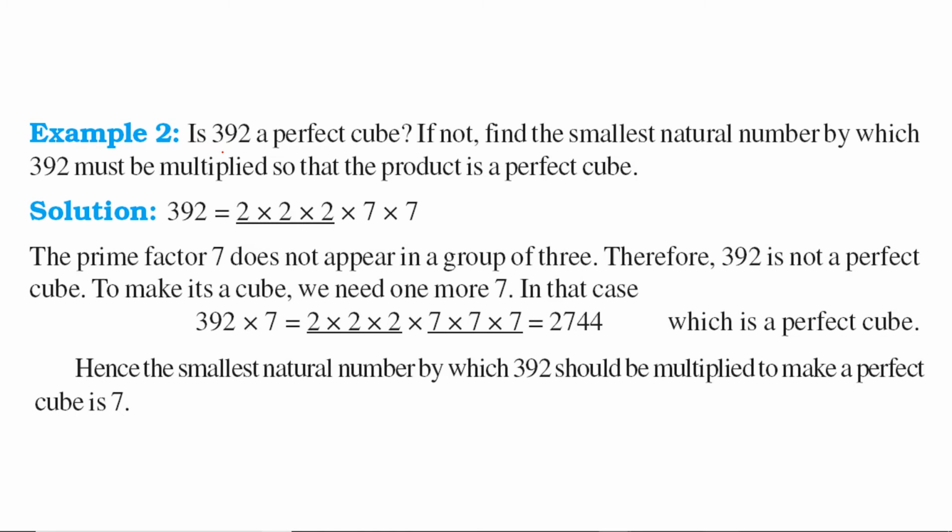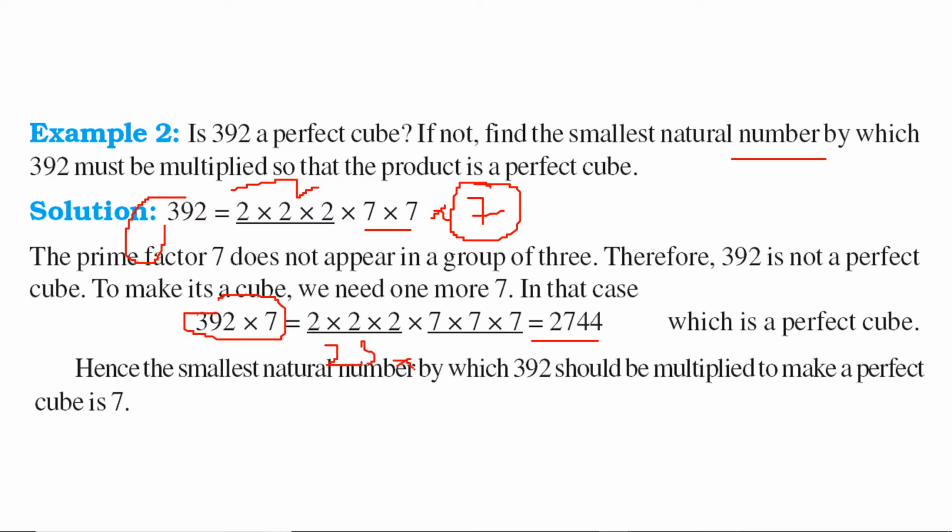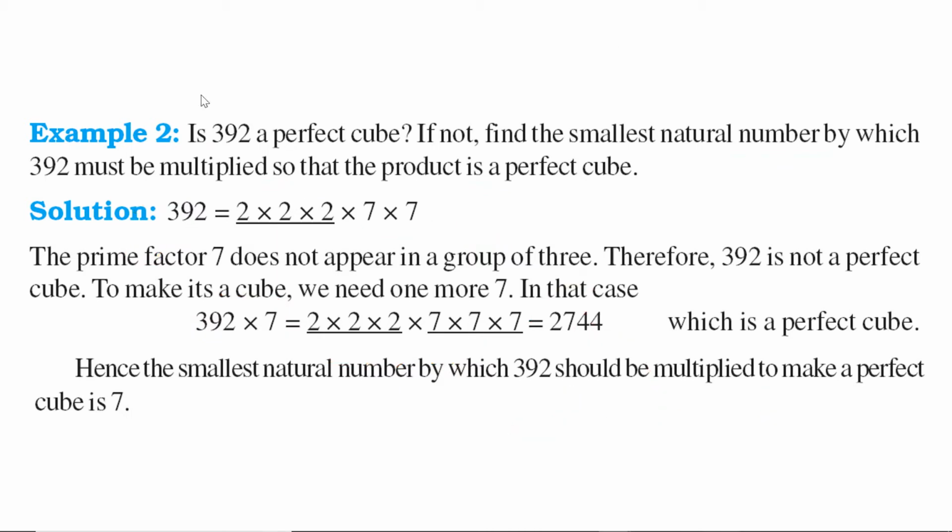Is 392 a perfect cube? If we just factorize it, we get 2 into 2 into 2, 7 into 7. But we are lacking one more 7 to make it a perfect cube. Right now it is not a perfect cube. Now the second part of the question is, find the smallest natural number by which 392 must be multiplied so that the product is a perfect cube. So we saw that we have to multiply it by 7. So just multiply 392 by 7, 2744. This will give you 2 cube into 7 cube, that is 2 into 7 whole cube, that is 14 cube. So now this 2744 is the cube of 14.